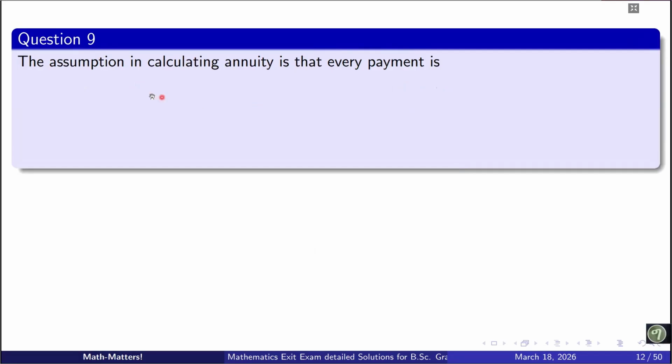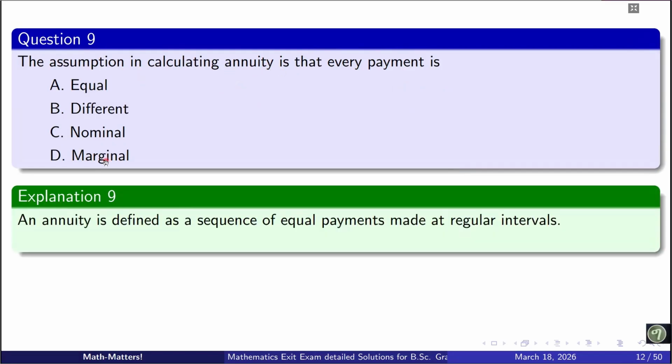Okay, next. The assumption in calculating an annuity is that every payment is equal. To answer this question, we must first be clear on what an annuity is. We know that an annuity is defined as a sequence of equal payments made at regular intervals.